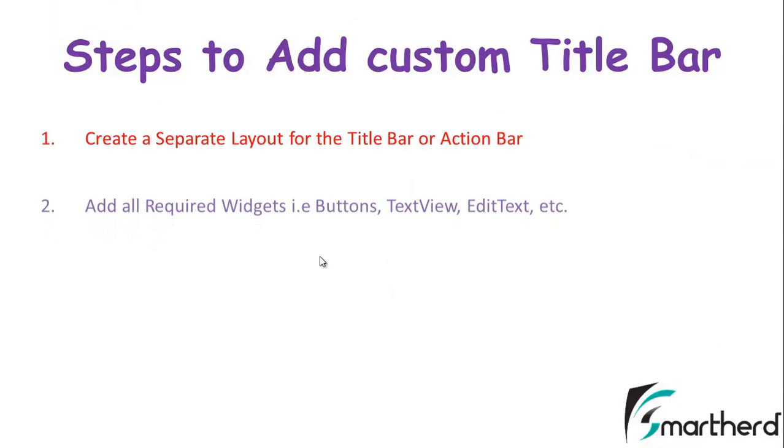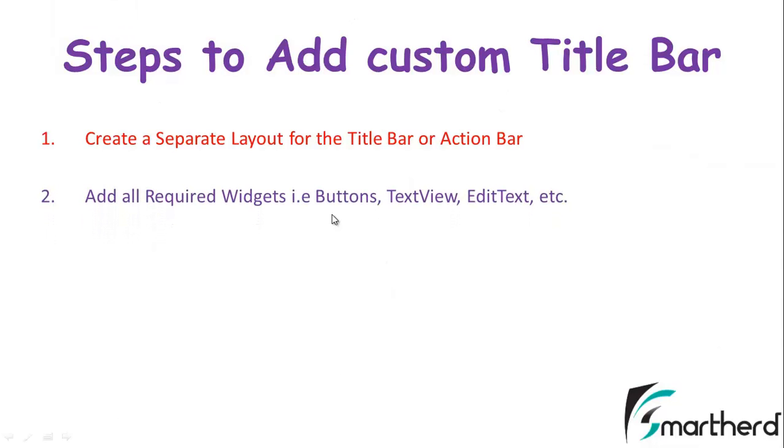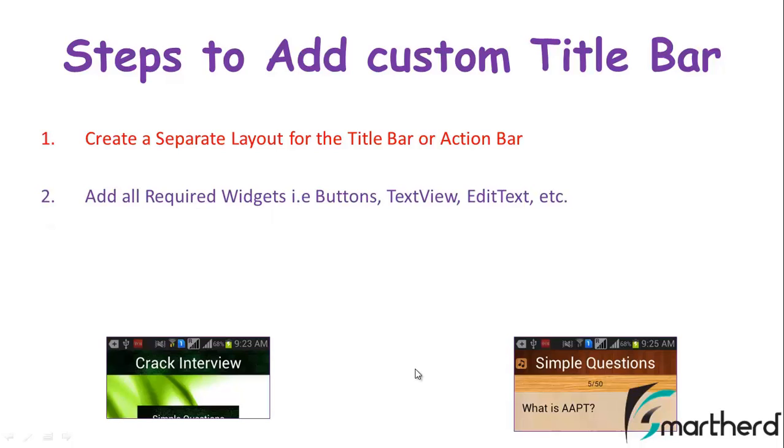Our second step is to add all required widgets: buttons, text view, edit text, etc. These are the snapshots of our title bar. This is the front page.xml, how our title bar is going to look, and this is our custom title bar of questions.xml. We are having a button here and also one button will be here. This will be used for text to speech conversion, and this button I will add here to stop the text to speech functionality.